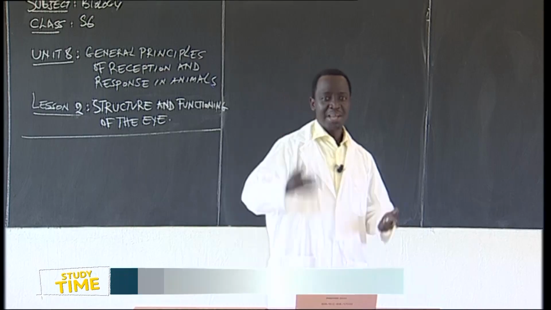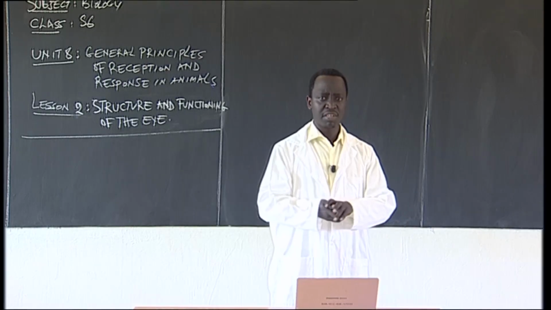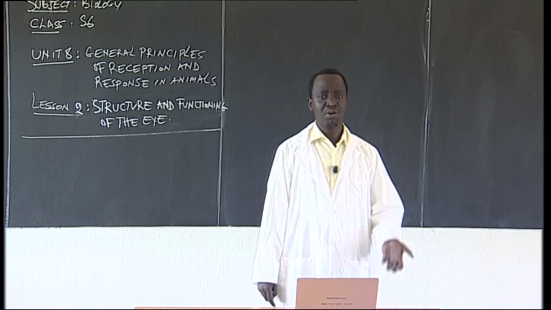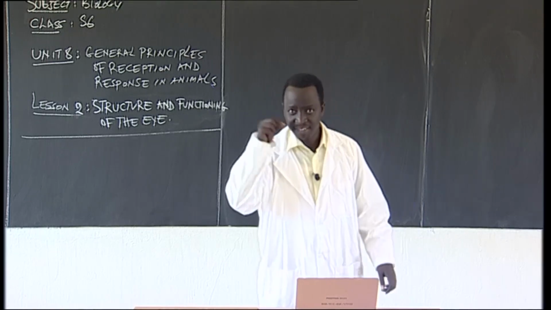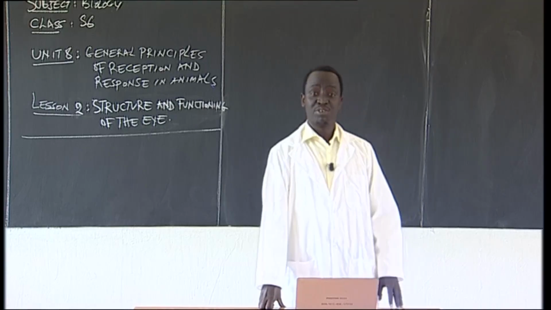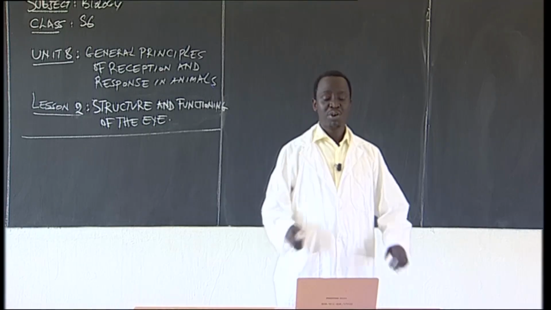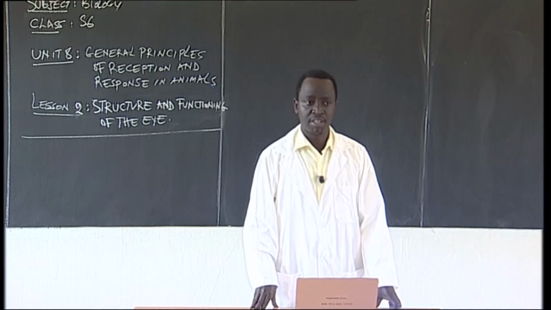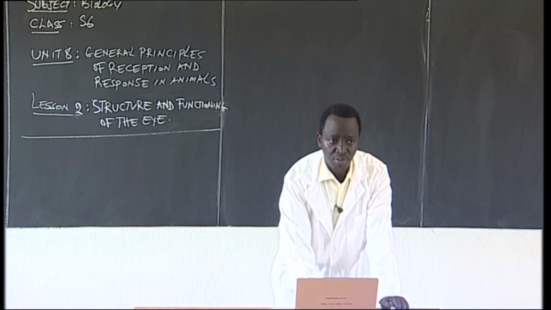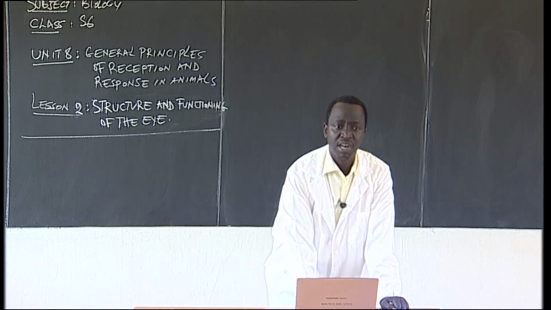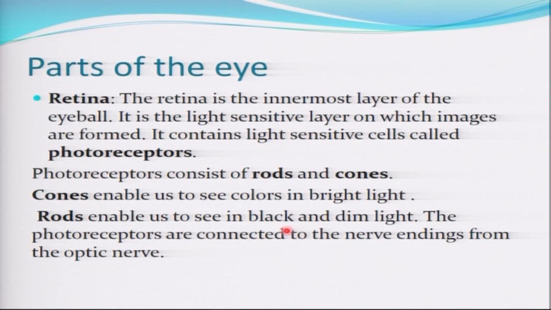We are able to differentiate different colors: red, yellow, green, all those colors. Our eyes have that capacity of differentiating them. Through what? Through those cones, photoreceptors. Then we also have rods. Rods are able to see in black and dim light, when there is low light intensity, when the light is not enough. The photoreceptor that can detect that is what we call rods.